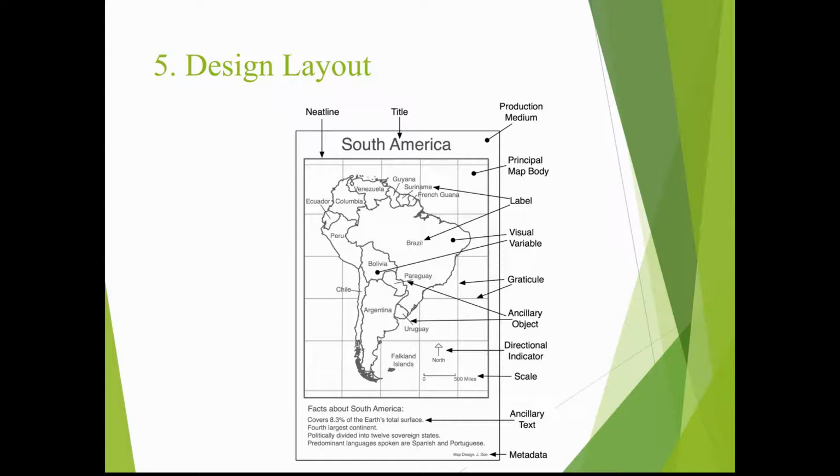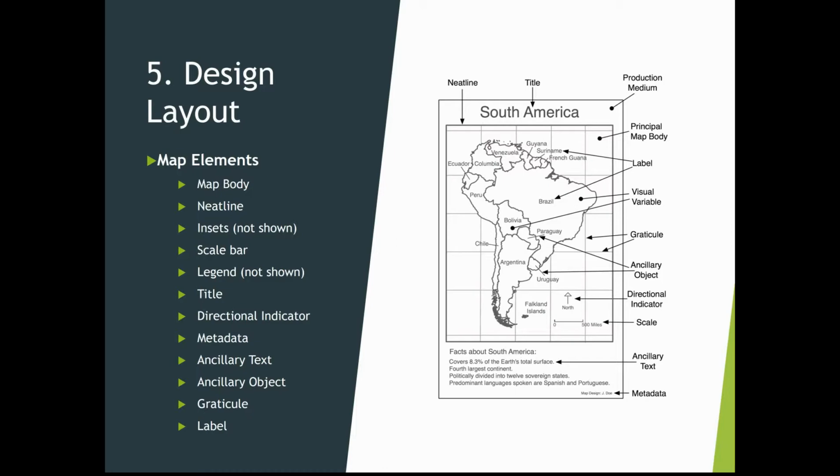Excuse me. There's much more that goes on a map than simply the data, and we must carefully consider the placement and design of each of these elements. There are 12 elements that compose a map. The first element is the map body, and it contains the geographic information that is the focus of the message of the map, and it should typically be the largest element on a map.